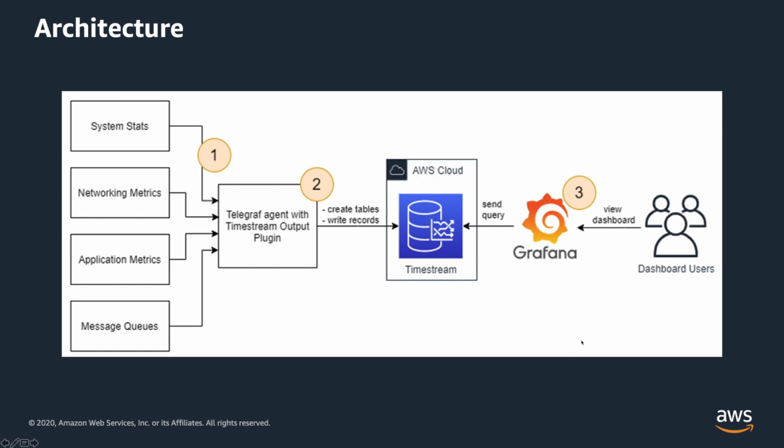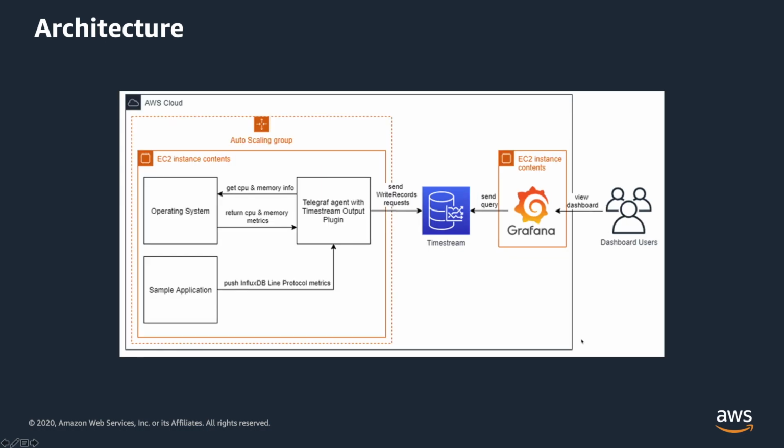For this demo, I'll set up Telegraf on three EC2 instances to collect CPU and memory utilization metrics. In addition, I'll set up and run a sample Python application that continuously estimates the number pi and sends that along with the iteration number as metrics to Telegraf. We're going to create three tables in Amazon Timestream for the metrics coming from memory, CPU, and the sample application. And finally, we look at all these metrics in a Grafana dashboard.